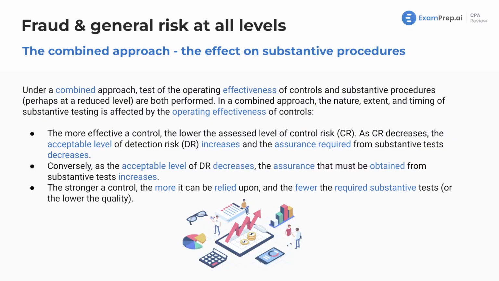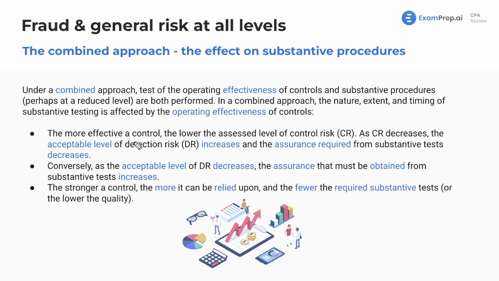All right. Now let's talk about the effect on substantive procedures. Under a combined approach, tests of the operating effectiveness of controls and substantive procedures are both performed. You're going to test the control risk, and you're going to affect detection risk. We'll talk about that. So obviously a big topic within the audit risk lesson. In a combined approach, the nature, extent, and timing of substantive testing, so of our confirmations, of our reconciliations, all that, is affected by the operating effectiveness of controls.